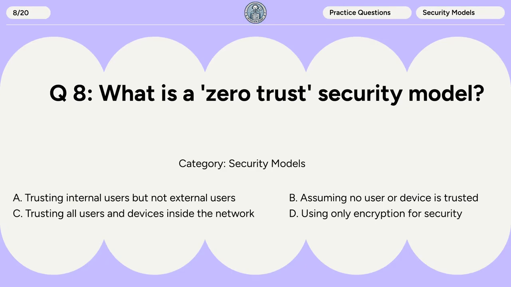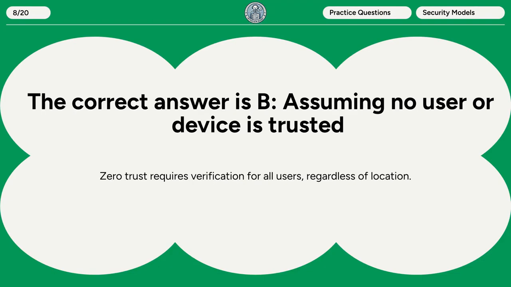Question 8. What is a zero-trust security model? A. Trusting internal users but not external users. B. Assuming no user or device is trusted. C. Trusting all users and devices inside the network. D. Using only encryption for security. The correct answer is B. Assuming no user or device is trusted. Zero trust requires verification for all users, regardless of location.